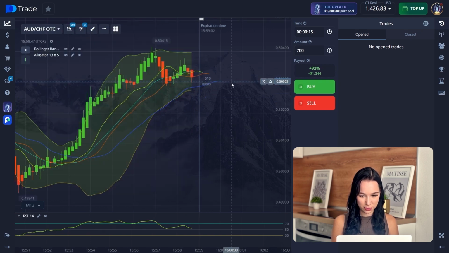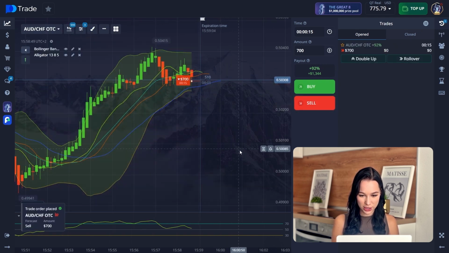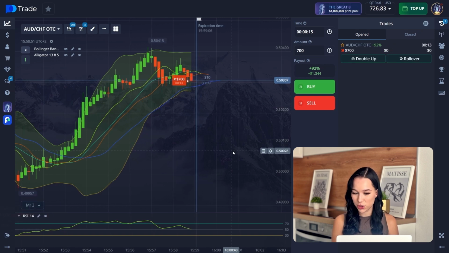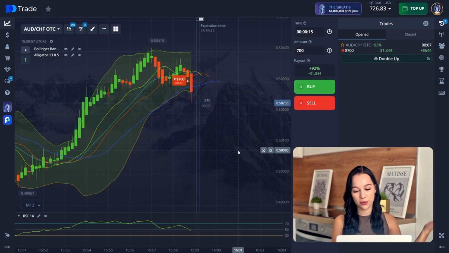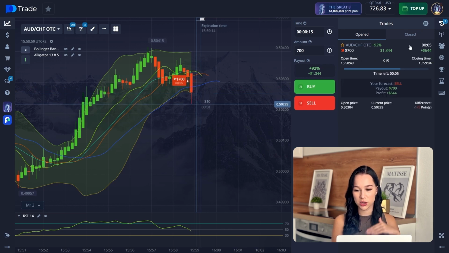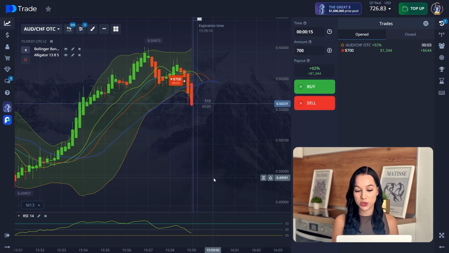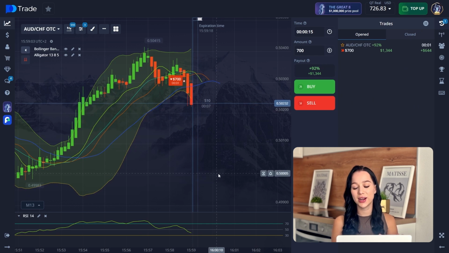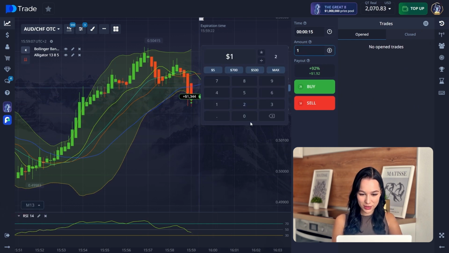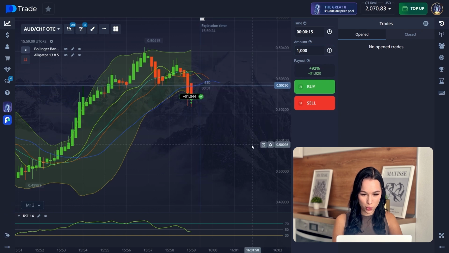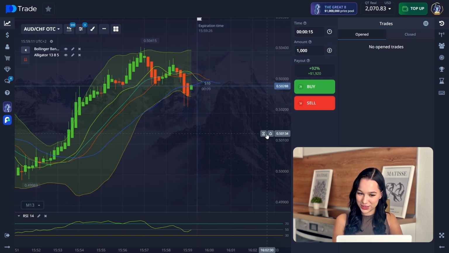So here, for example, let's open a sell trade for $700 for 15 seconds. Okay, just half of the amount, so in case of something, we can do a catch up. Here we can see the line of RSI is moving downward. It was almost in the oversold zone before, and now it's going really great, thank god. Okay, we close this trade in a plus, guys. So let's change our amount of money to 1,000.